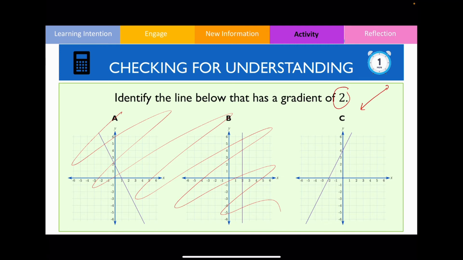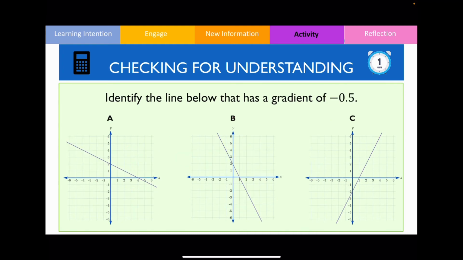So as a result, I could automatically say that C is going to be the correct answer because for A, that's a negative graph. And for this example over here, that's where you've got an undefined gradient. So I could immediately say that C is going to be the answer without showing any working out whatsoever. Have a go with answering the next question.